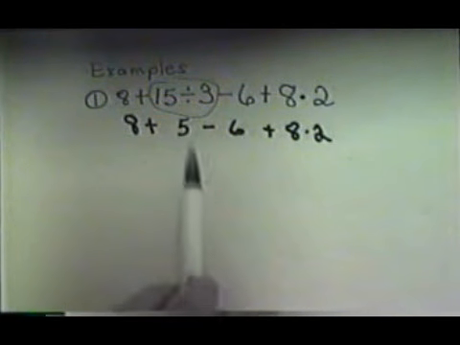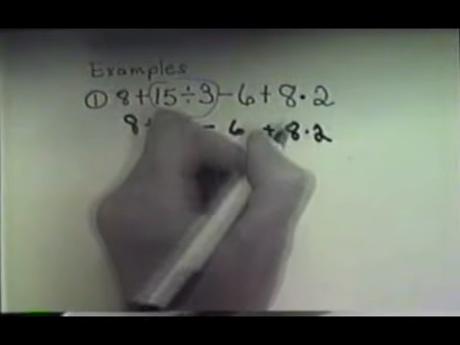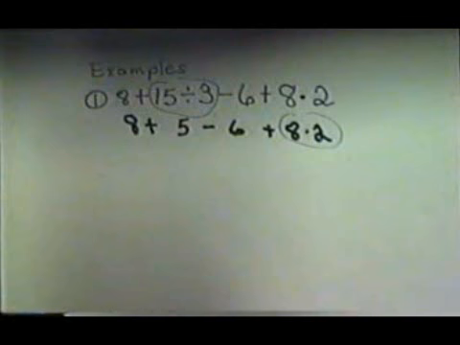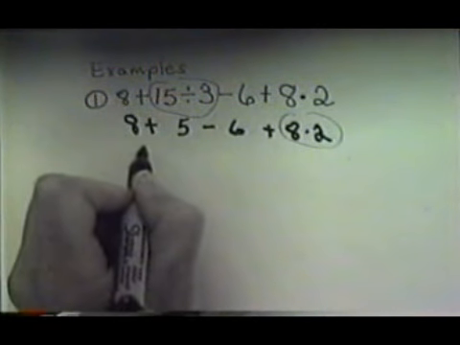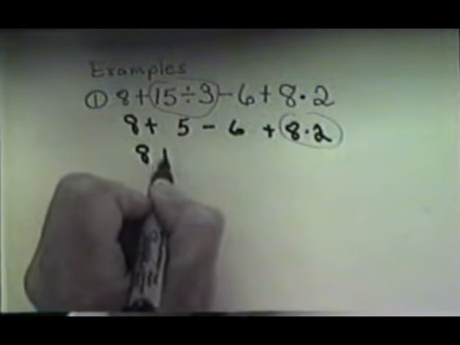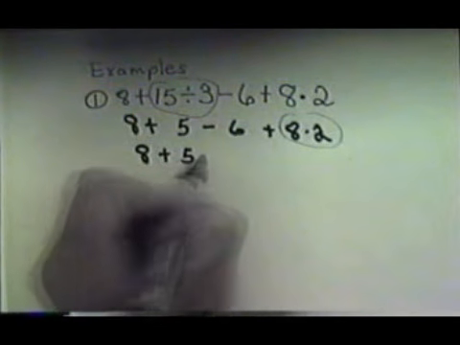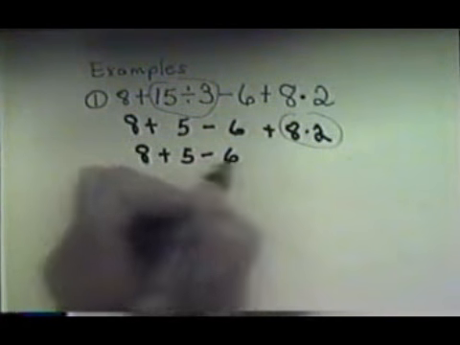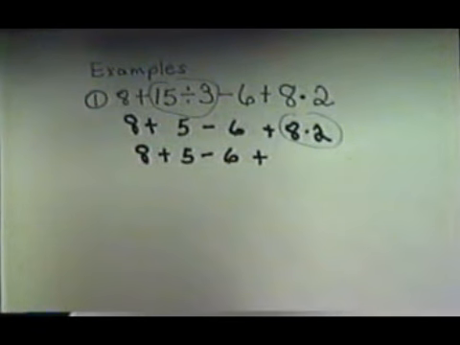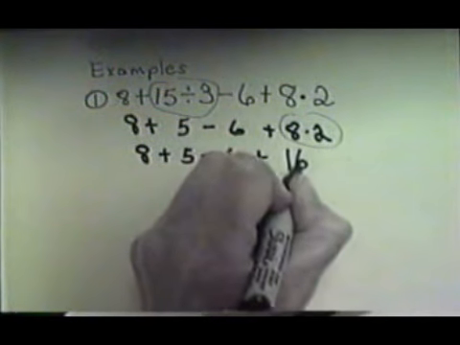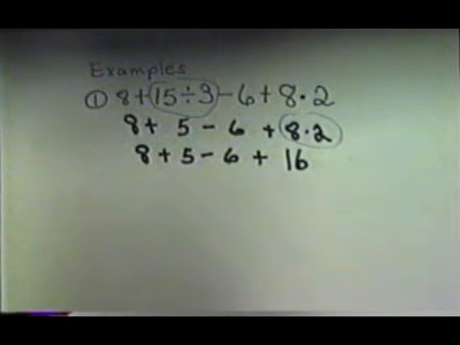Okay, now that I've done my dividing, I have to look and see what other dividing or multiplying there is. And here's the multiplying. So that's the next thing I need to do. So now I copy down the rest of the problem just like it was. And when I come to that multiplying, I do it. 8 times 2 is 16. Okay, now I've finished with all my multiplying and my dividing.